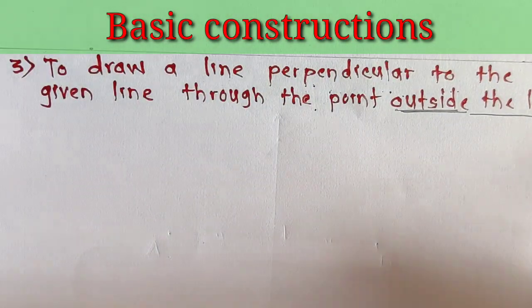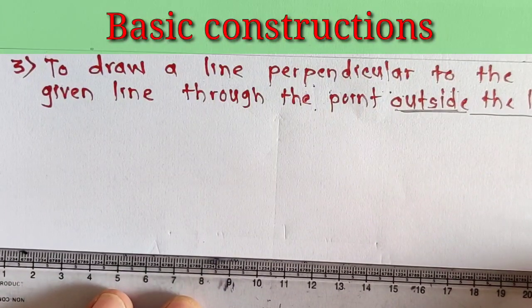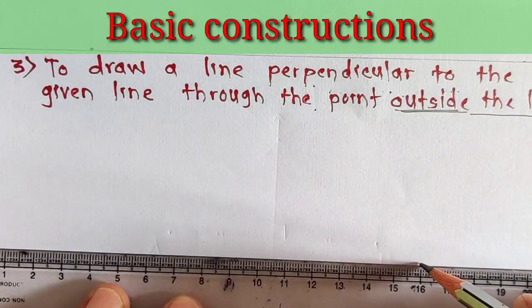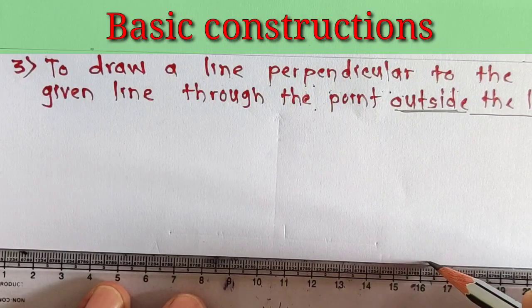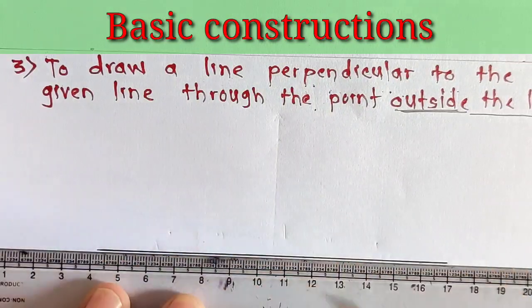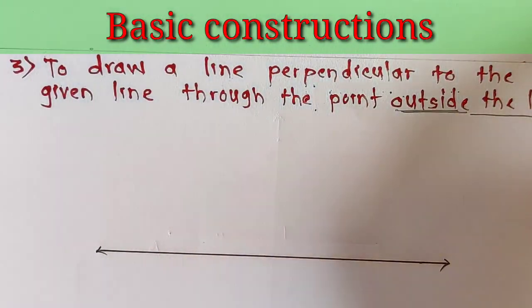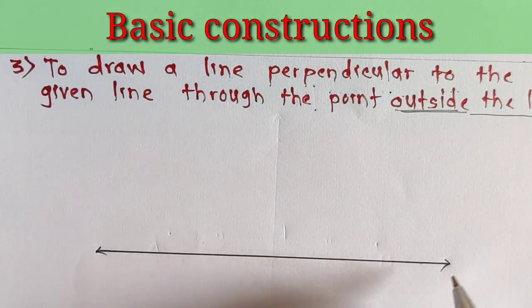So again, draw any line L. Line L means the line has no measurement, so you can draw it of any length. So it is line L. Draw the arrows because it is line L. Now name the line as L. So here it is line L.